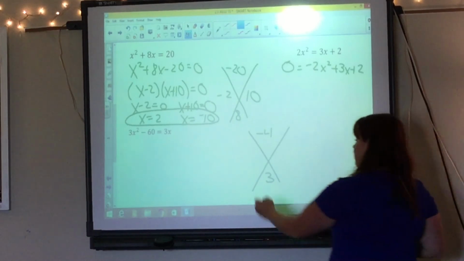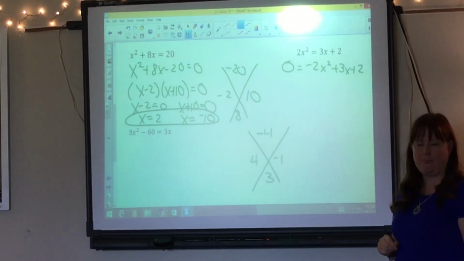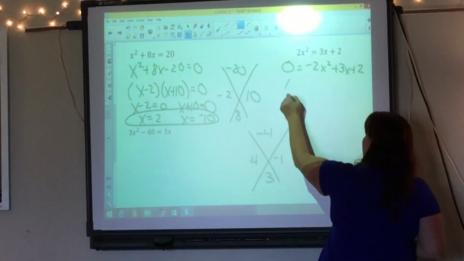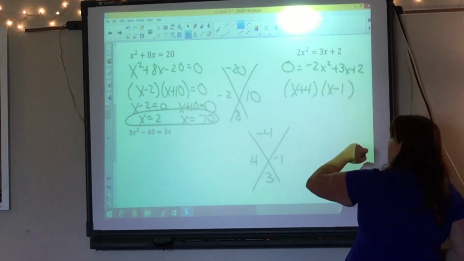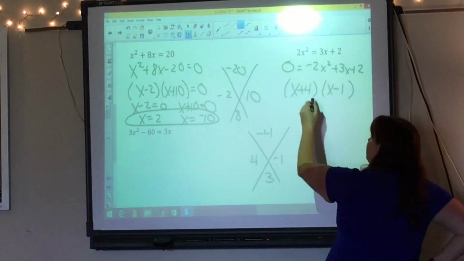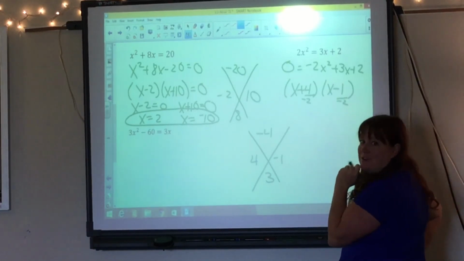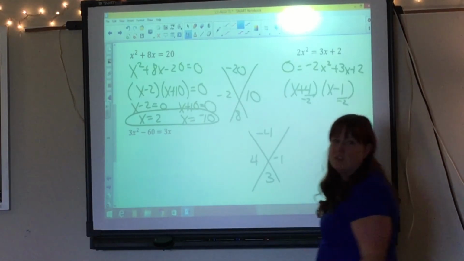But my 1 has to be negative. Okay, I see it. So then I go x plus 4 and x minus 1, but I did a slide, now I got to do a divide. Divide on both sides. Remember I slid over a negative 2, so I got to divide by negative 2.